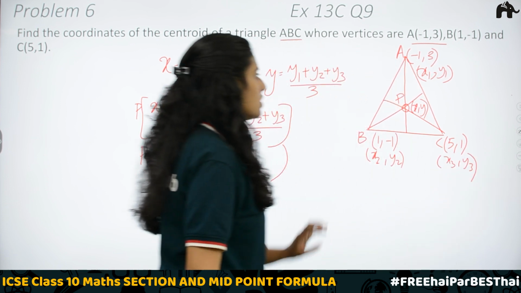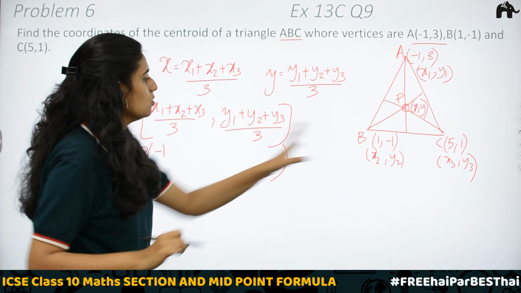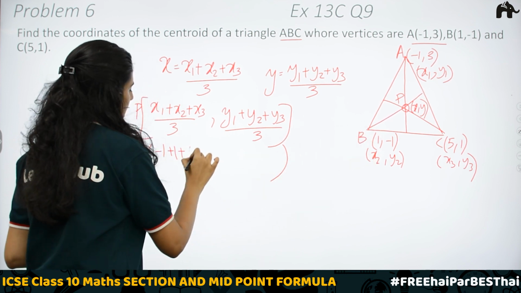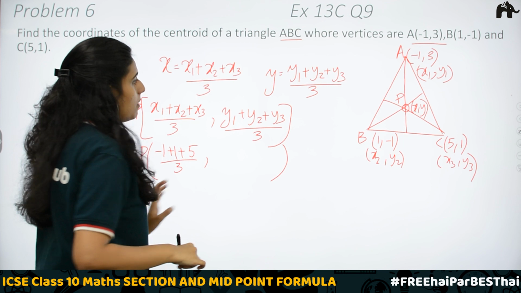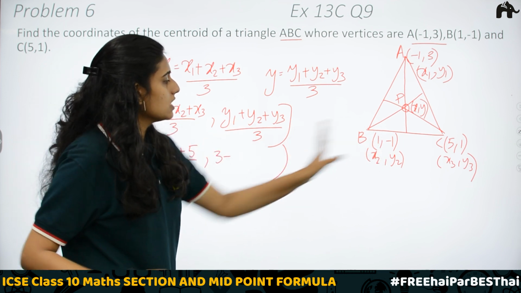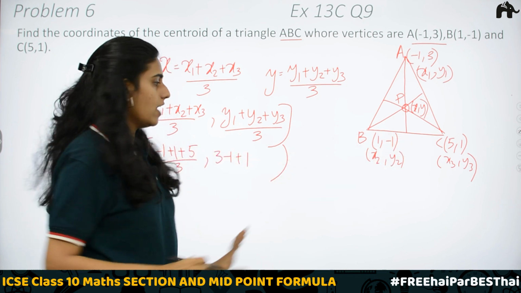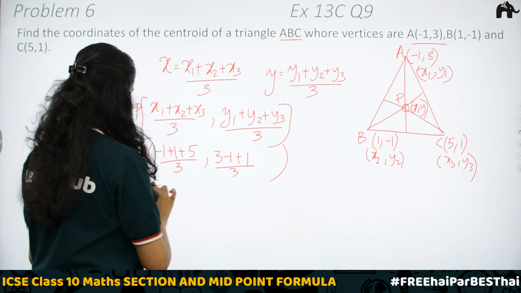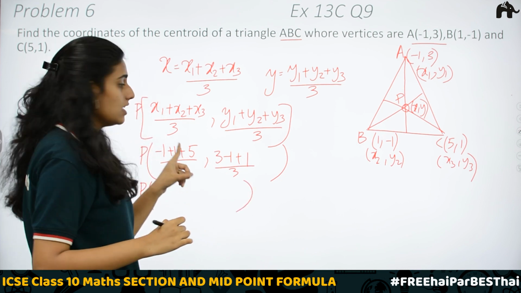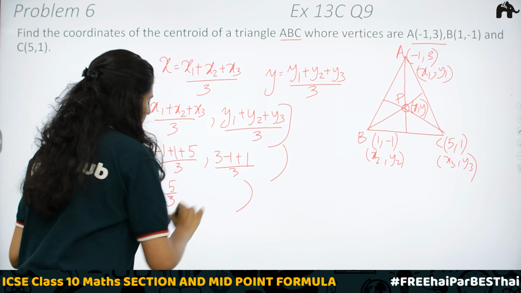When you put the values, what is x1? Minus 1. X2 is 1. Plus 1. And x3 is 5. Plus 5 divided by 3. Comma. y1 is 3. y2 is minus 1. Plus y3 is 1. Divided by 3. Point P coordinates. Minus 1 plus 1 is 0. Plus 5, 5. 5 divided by 3.